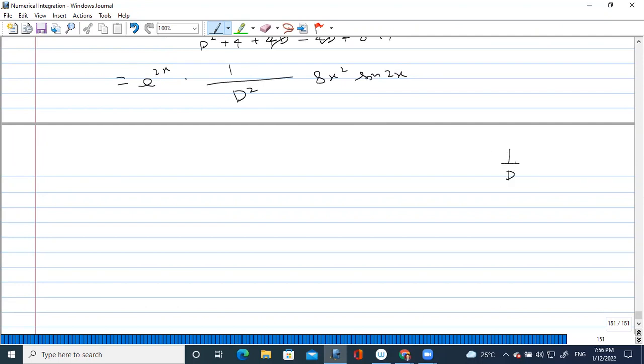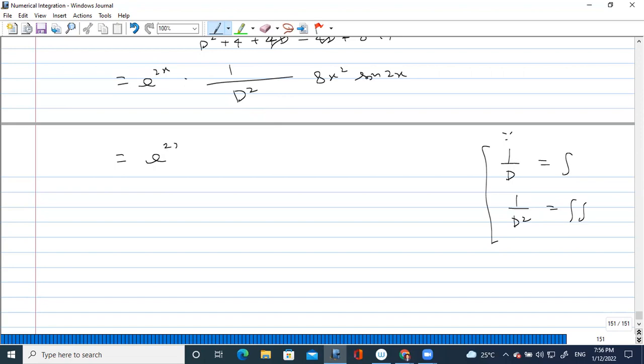Okay, so now tell me, what is the meaning of 1 by d square? Can anybody tell? Because d is the differentiation, inverse of differentiation is integral. If it is one time differentiation, it is one time integral. And 1 by d square will be double integration. That you can remember. So here 1 by d square I can write double integration of this.